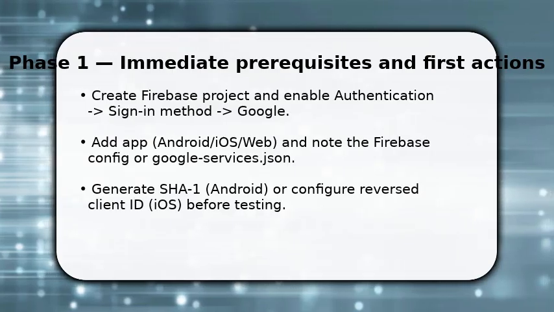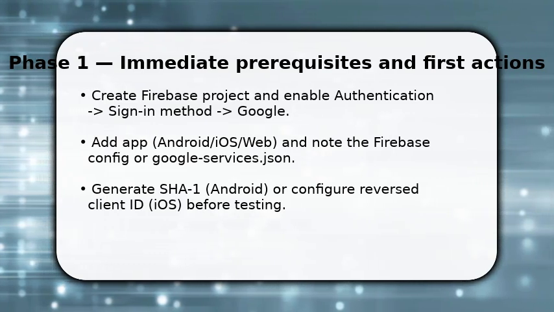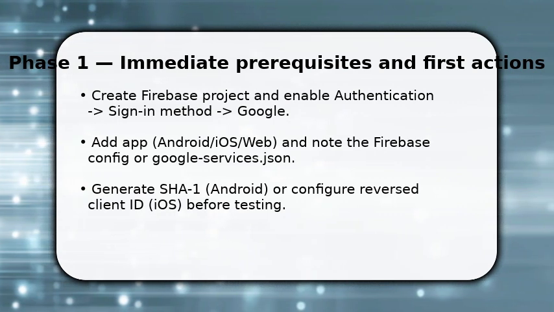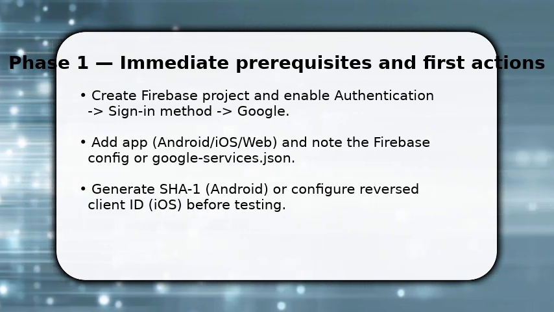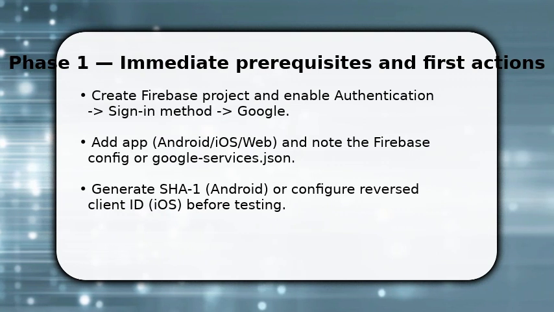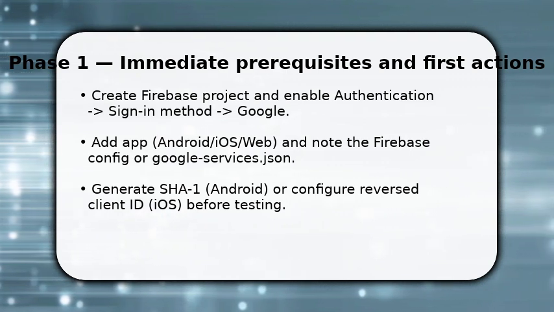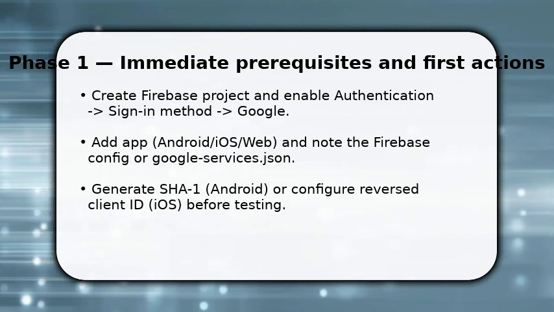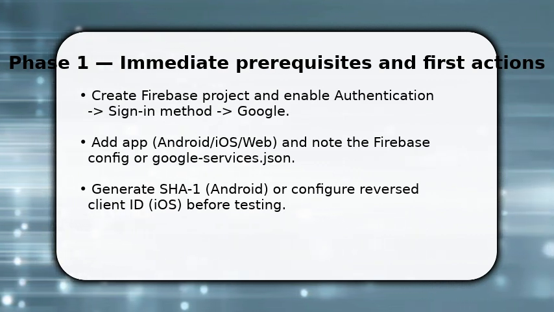You begin by creating a Firebase project and enabling Google Sign-In. This gives you the backend. Next, add your app in the console and download the config file. You need that locally. For Android, generate the SHA-1 fingerprint so Google OAuth matches your app. For iOS, ensure the reversed client ID is set.